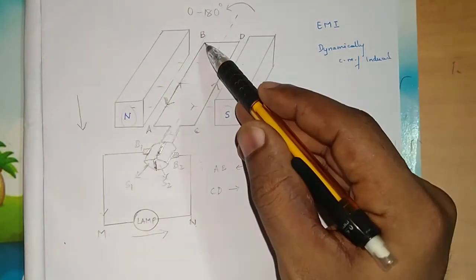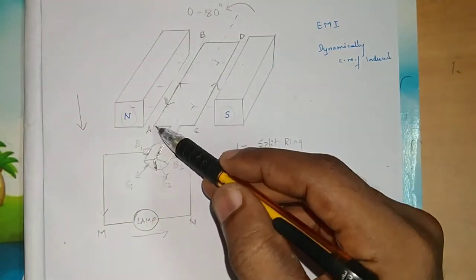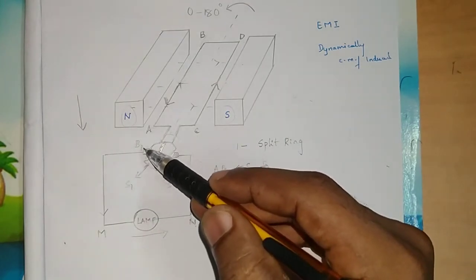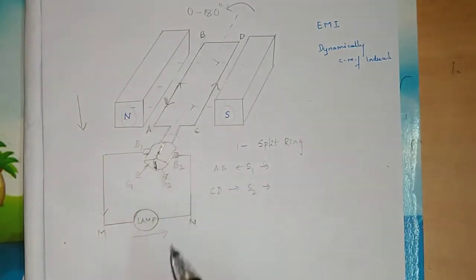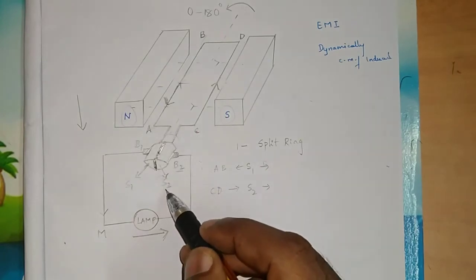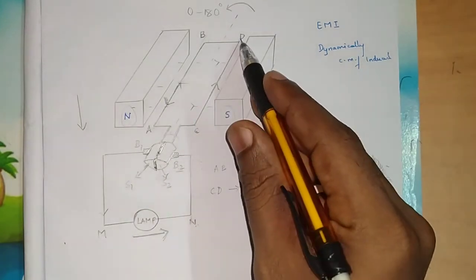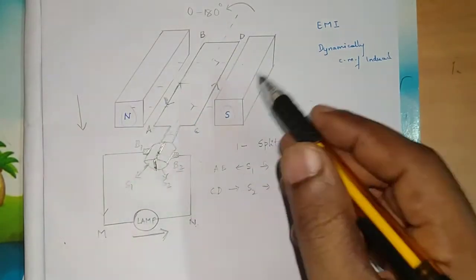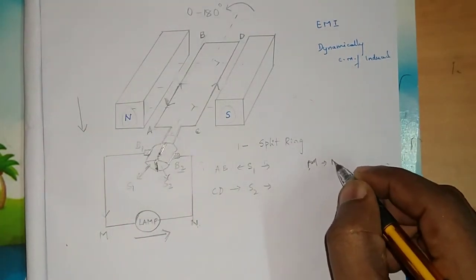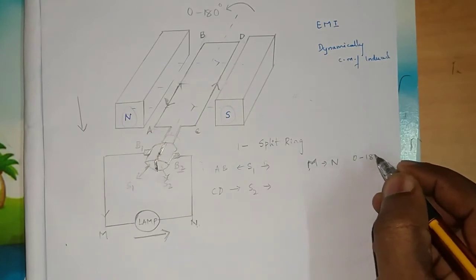So direction of induced EMF will be from B to A. From here the current will flow and it will reach the segment S1. S1 is connected to B1. So from B1 the current will flow and therefore the current direction will be from M to N. So from N it will reach B2. B2 is placed on segment S2. From S2 it will flow through the conductor C and D. This is how the current direction will flow. Therefore the lamp will glow. Direction will be from M to N for 0 to 180 degree rotation.